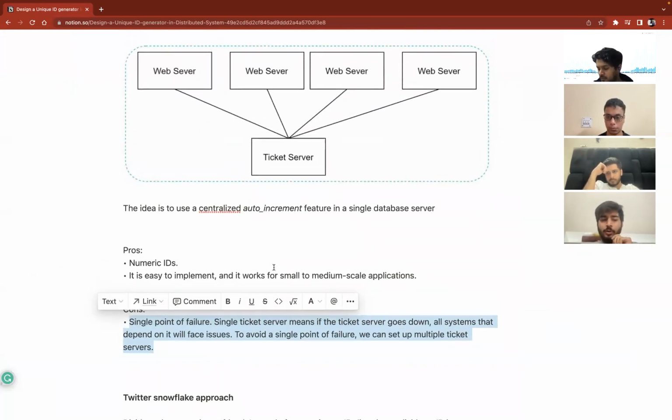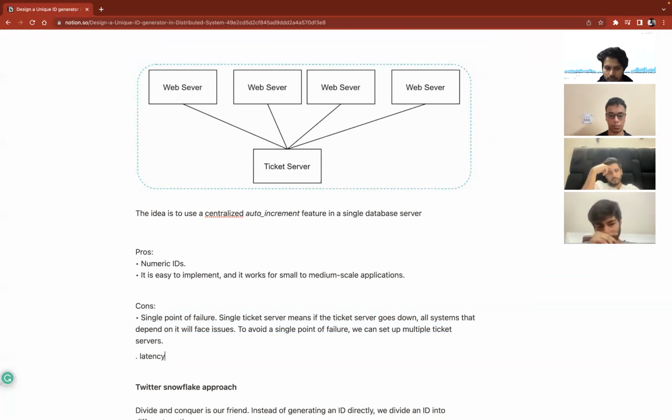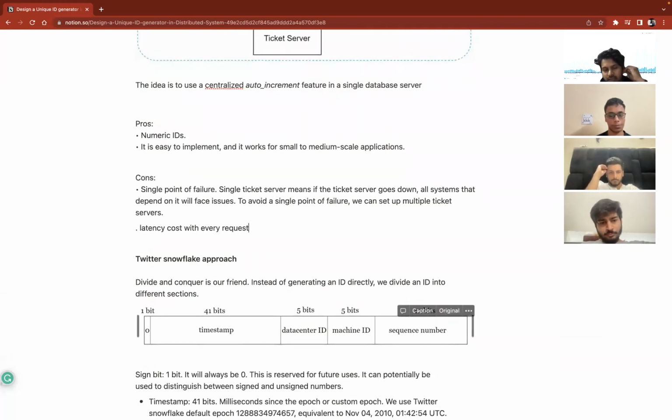One more con can be there, right? Latency can also be a con. Yes, but latency can be very low, less than 10 ms, 20 ms maximum. But that is an additional cost for every single request. I understand. Hence I said it simply adds latency cost.